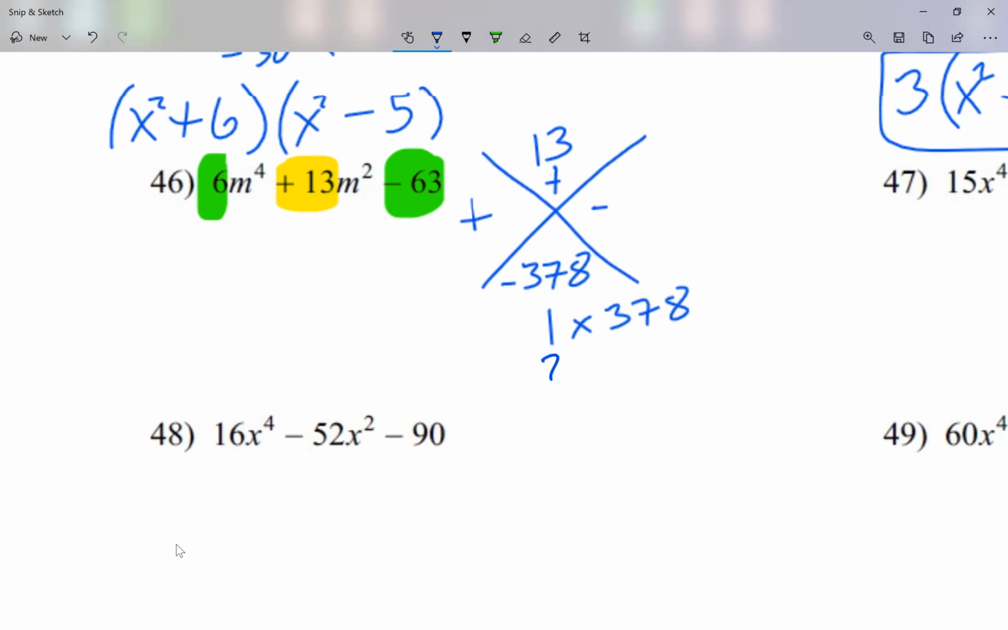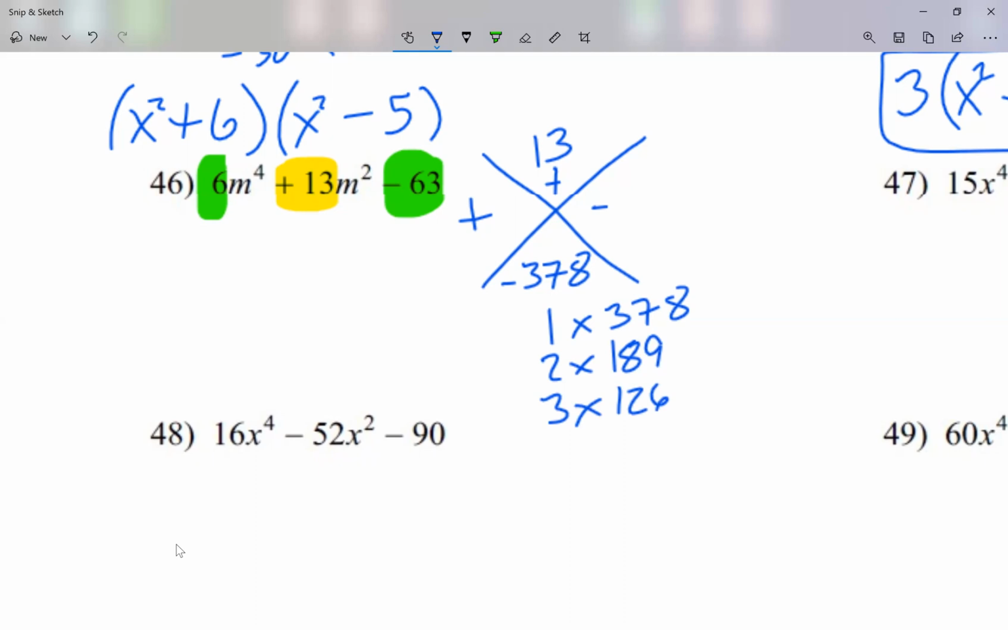All right, how about 2? Well, 378 divided by 2 is 189. So then I'm going to say 2 times 189 is 378. But when I subtract those numbers, it's not 13, so it doesn't work. How about 3? So let's see, 378 divided by 3 is 126. So I know that 3 times 126 is 378. But when I subtract those numbers, it's not 13.